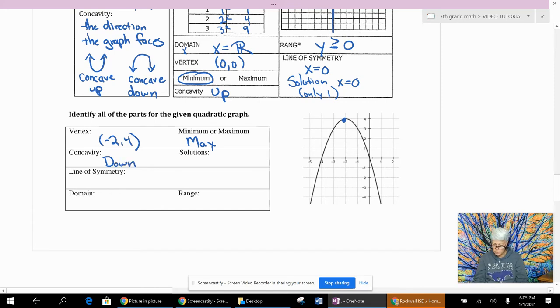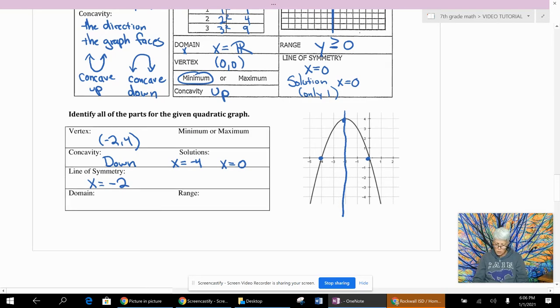What are the solutions? Okay, it's crossing here and it's crossing here. So I don't have to write the ordered pairs. I can just say x equals -4, x equals 0. Those are my solutions, -4 and 0. The line of symmetry, so let's see what it is. It goes through -2. So it's x equals -2.